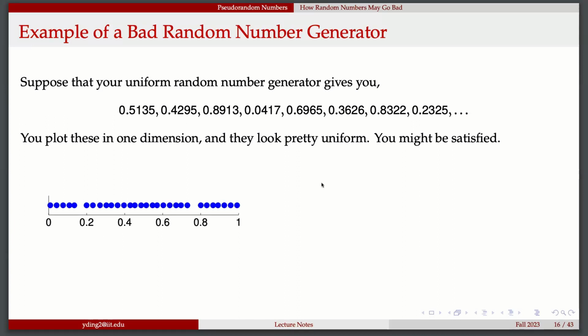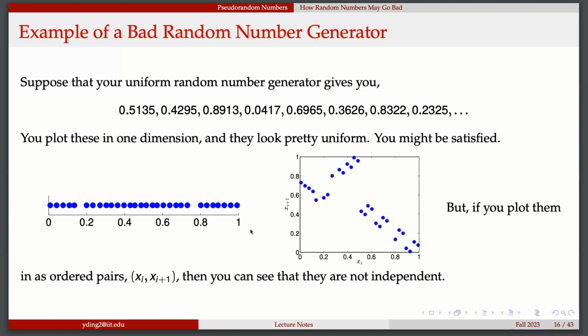If you just do the 1D case, everything looks good because you cannot see a lot of patterns there. But if you convert it in a similar way, order them in pairs, and plot these points, you can see that they are actually concentrated in some areas. They are not really spread out over the square. So this is not so good.